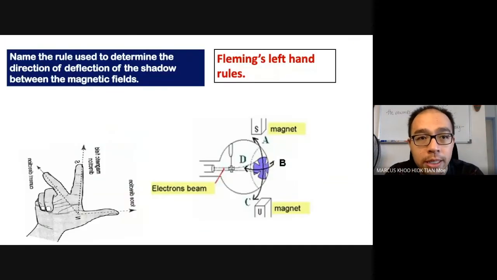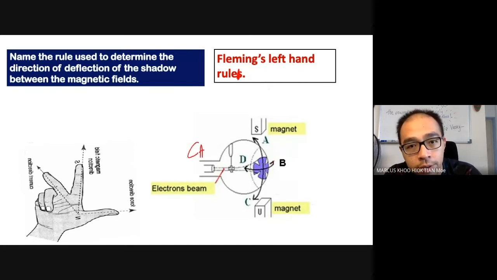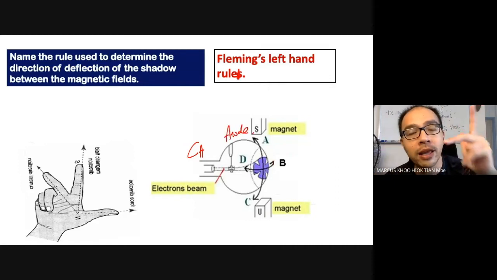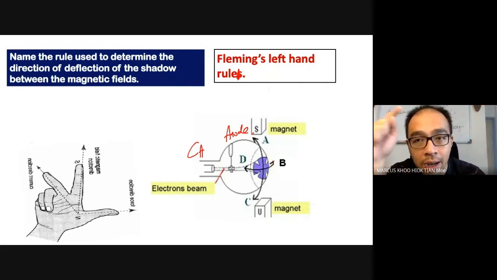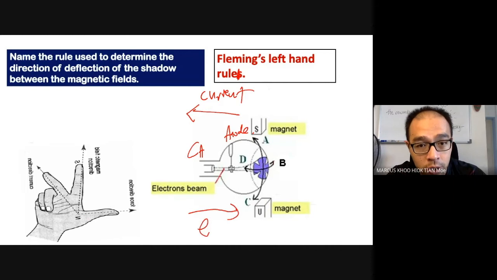Name the rule that is used to determine the deflection of the cathode ray in the magnetic field. We use Fleming's left-hand rule. Okay, over here, this is the important thing. Because the electron is traveling from cathode to anode, and the anode is over here, according to the left-hand rule, the current always flows from anode to cathode. This is where the current is flowing, but this is where the electrons are flowing.